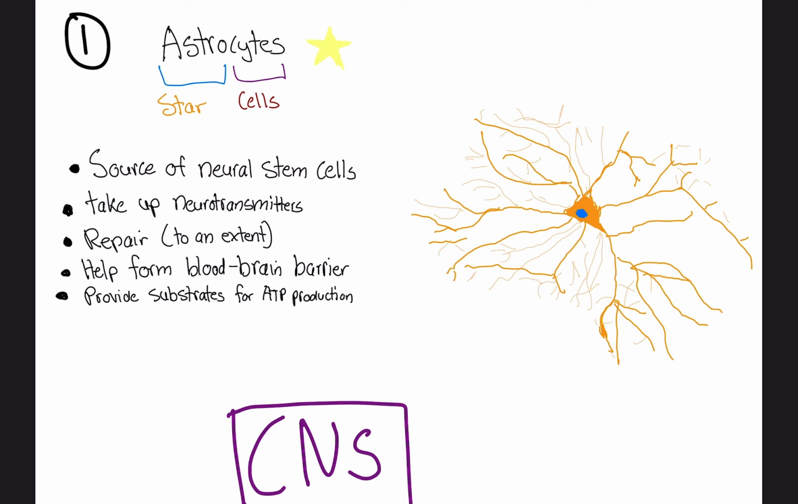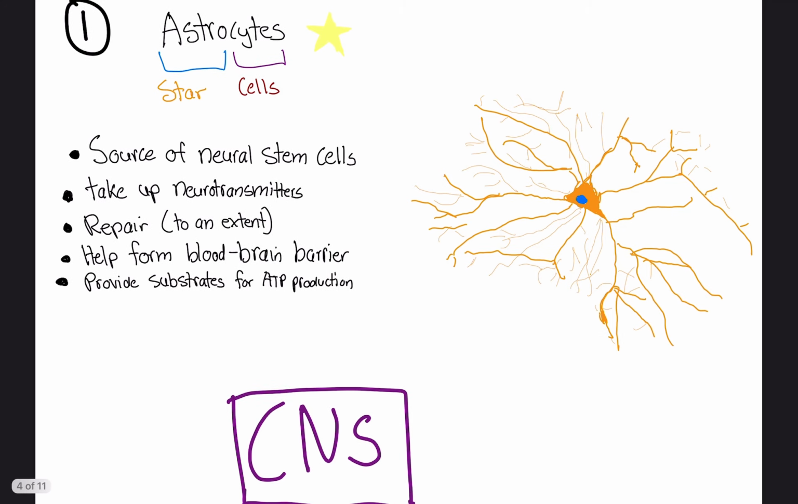They also provide substrates for ATP production. So essentially, they feed the neurons. Neurons need food in the form of ATP. Astrocytes help with that. And astrocytes are only located in the CNS, not the PNS. This is very important. You know this. This is a very common exam question. Astrocytes are located where? True or false, they're located in the PNS. False. Only in the brain and spinal cord are astrocytes located, nowhere else.